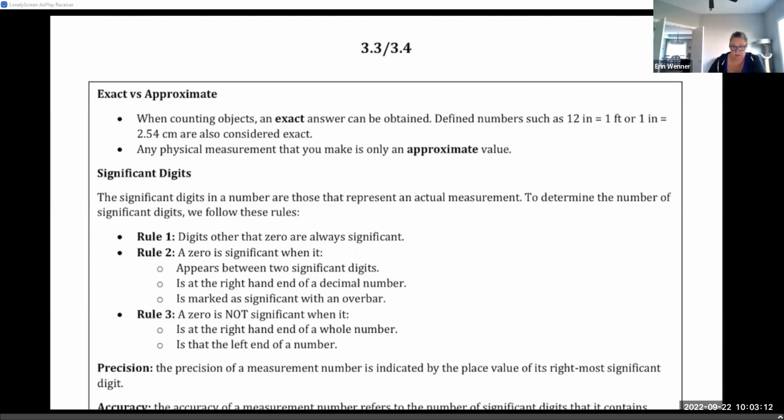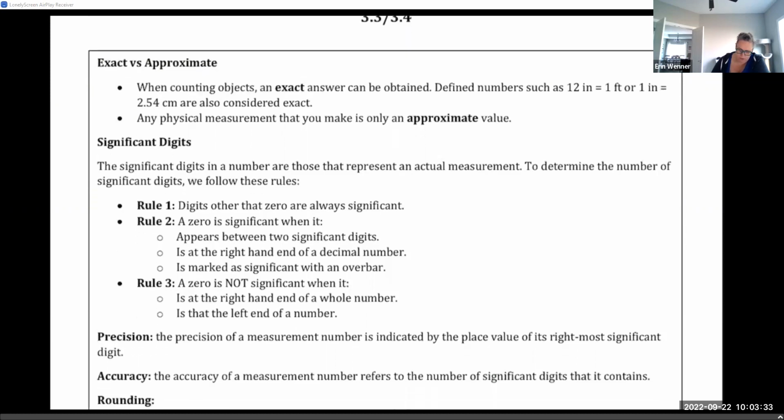When they're saying any physical measurement, they're talking about when you get out a ruler and you measure how long something is. That's an approximate value because it's not an exact amount. The significant digits in a number are those that represent an actual measurement. To determine the number of significant digits, we follow these rules.